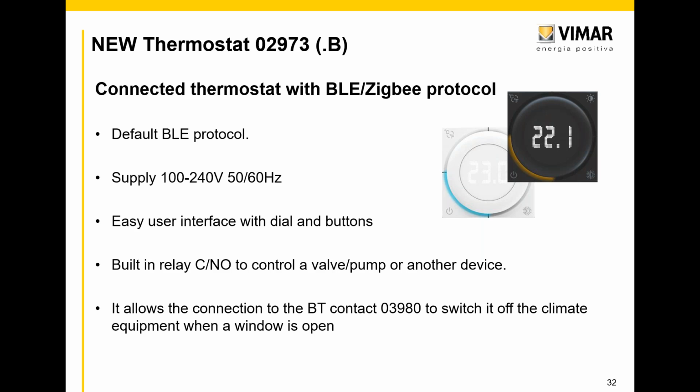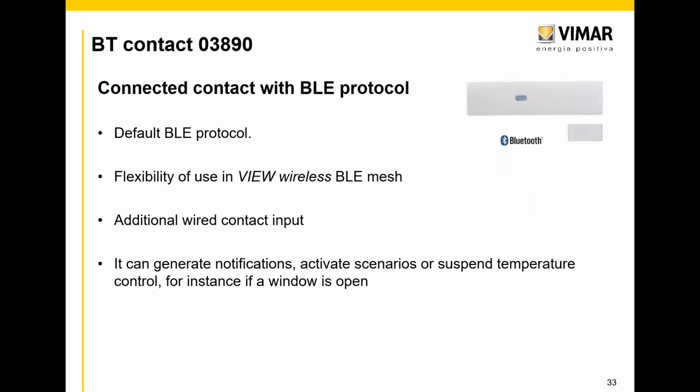On the back side, it has an input for a temperature probe and also a relay to control heating or cooling devices. It can also be connected with the magnetic contact Bluetooth. This is a very nice device that, in conjunction with the thermostat, allows you to save energy, for instance when I forget the windows open.